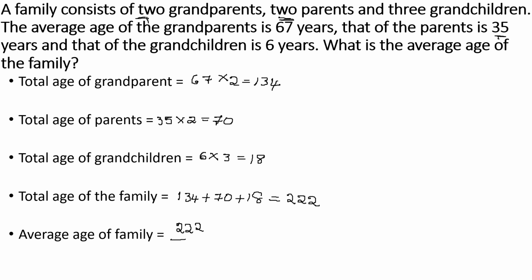222 divided by total number of the people, that is 2 plus 2 grandparents, 2 plus 2 parents, 2 plus 2 is 4, and then kids 3. So 2 plus 2 plus 3, that is 222 divided by 7. So 222 divided by 7 will be 31.71 years. So this is the average age of the family.